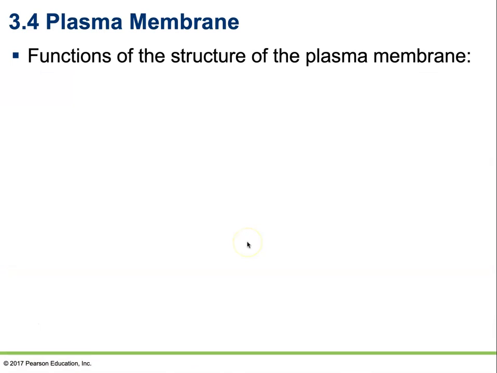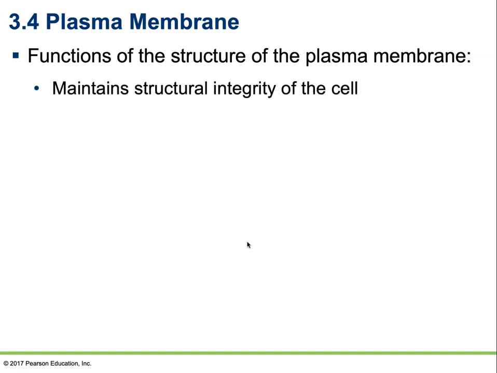So the next thing we're going to talk about is we care not just about the structure of the plasma membrane, but we care about the functions of the structure of the plasma membrane. Why is it structured the way it is? What is the point? So the plasma membrane maintains the structural integrity of the cell. It puts defined boundaries on the cell. It says this is the inside, that is the outside. We can go this far and no further. So it maintains the structural integrity of the cell.